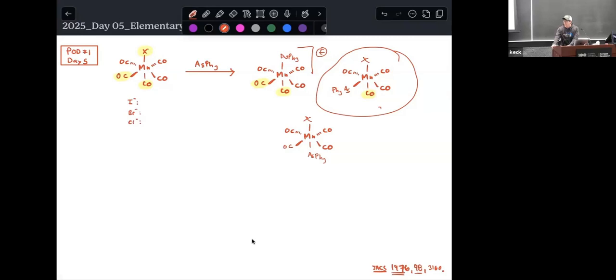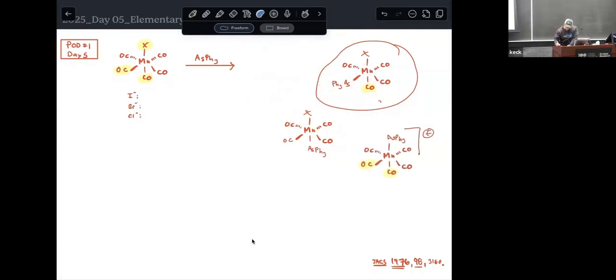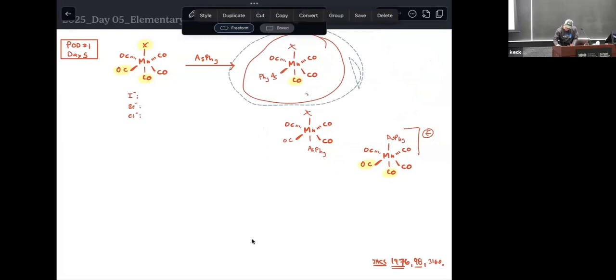If not trans influence or effect, then cis effect. If not trans, then cis. I like that logic. And then what would you get? So I would say the halides are a better cis effect ligand than carbonyl, so you should substitute cis to the halide. And according to the order you gave us, chloride is the best, bromide's in the middle, iodide's the worst. So I expect the rate to parallel that. Okay.